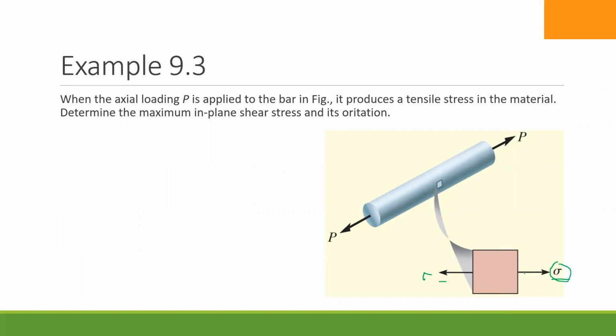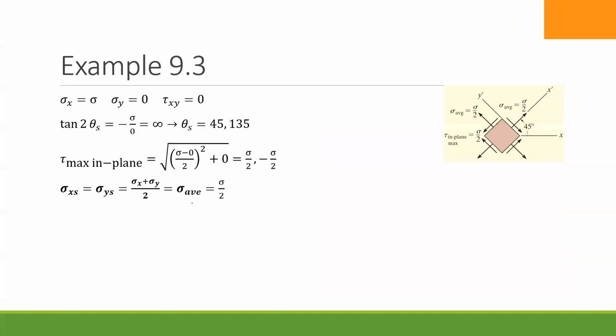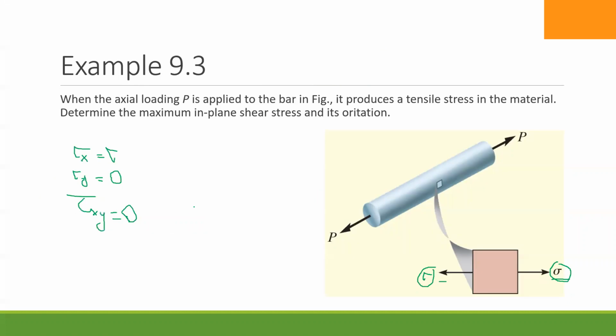to call this sigma, okay? We have a tension force, therefore we have a tensile normal stress, you remember that. And also we can say sigma x is equal to sigma, which is positive. Sigma y is equal to 0, so no shear stress, so tau xy is equal to 0. So the question is, when the axial load is applied in this figure, it produces tensile stress in the material, determine the maximum in-plane shear stress.